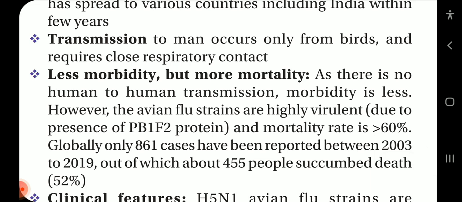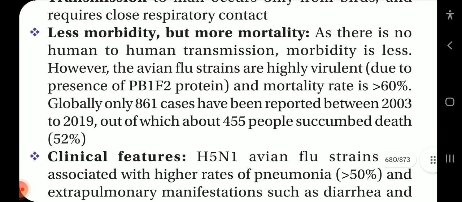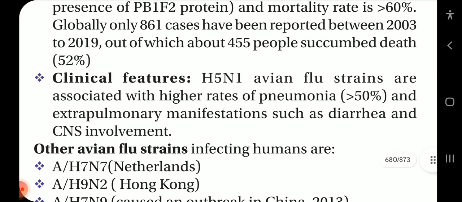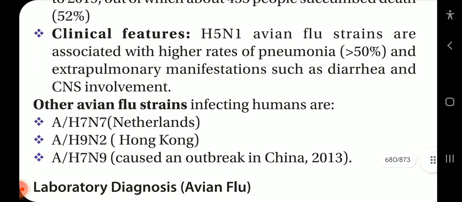Less morbidity but more mortality, as there is no human to human transmission. Morbidity is less. However, the avian flu strains are highly virulent due to presence of PB1F2 protein and mortality rate is more than 60%. Globally, only 861 cases have been reported between 2003 and 2019, out of which about 455 people succumbed to death, 52%.